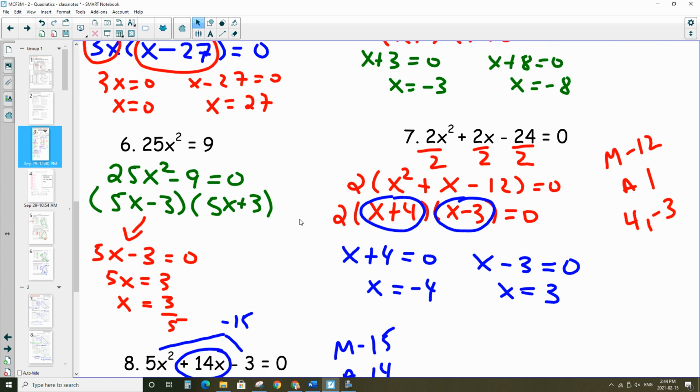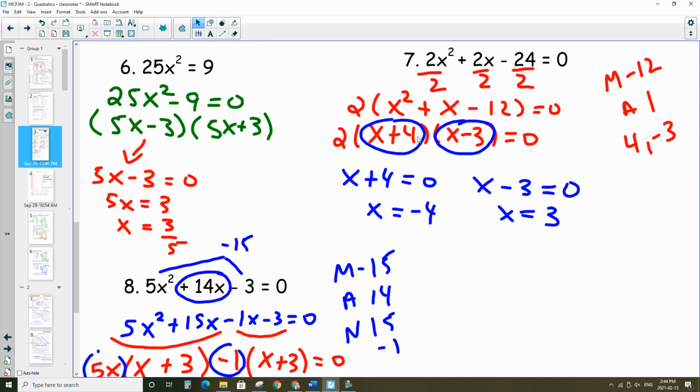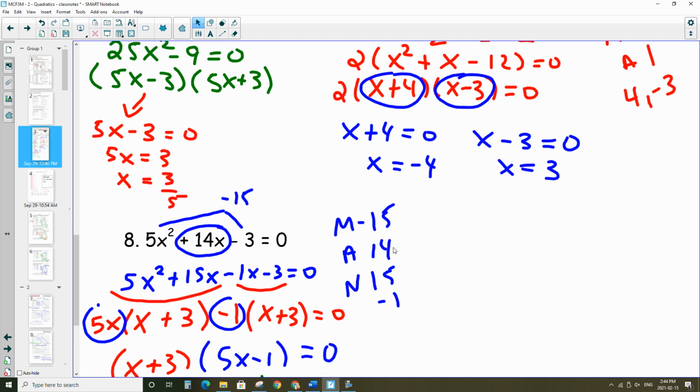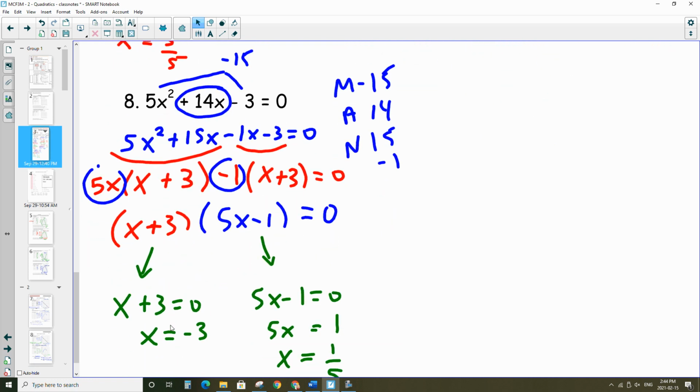So 6, 7, and 8 I'm not going to go through. You can just pause the screen if you'd like to write these down and look at them in more detail. This one here, bring the 9 to the other side, and this is a difference of squares question. You can see this question here, you have the common factor first before you factor the trinomial. And then the last one looks like a decomposition question, so you'll need to multiply the 5 times negative 3 first, looking for two numbers that multiply to negative 15 and add to 14, and use decomposition that way. There we go.